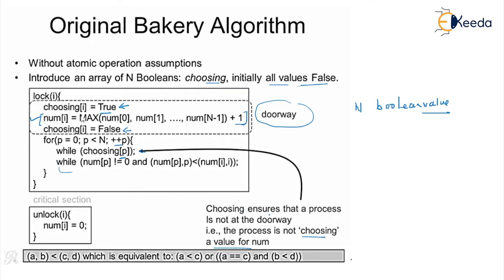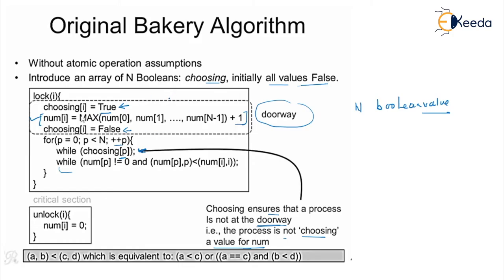So choosing will ensure that when a process is in the doorway, it is not choosing the value of a turn. It will make sure that it is not in that. Otherwise it will let it complete choosing a value, then we'll just test this value. So for each process we are making sure that it is not in the doorway.